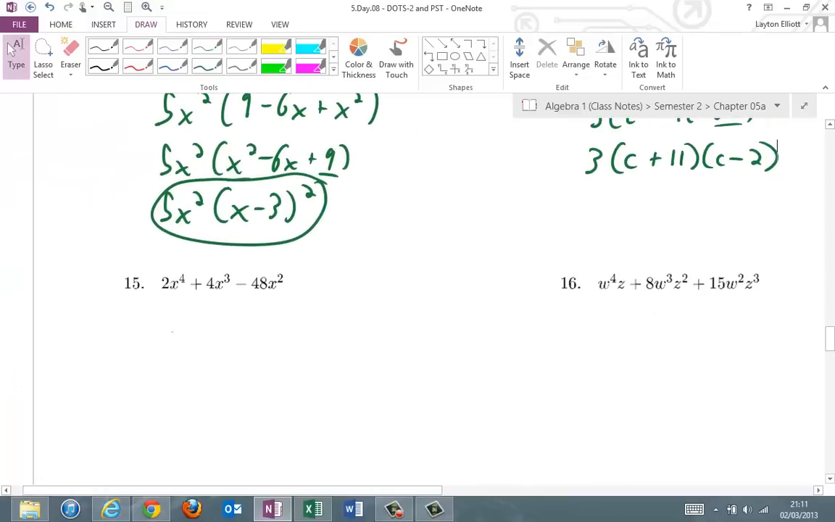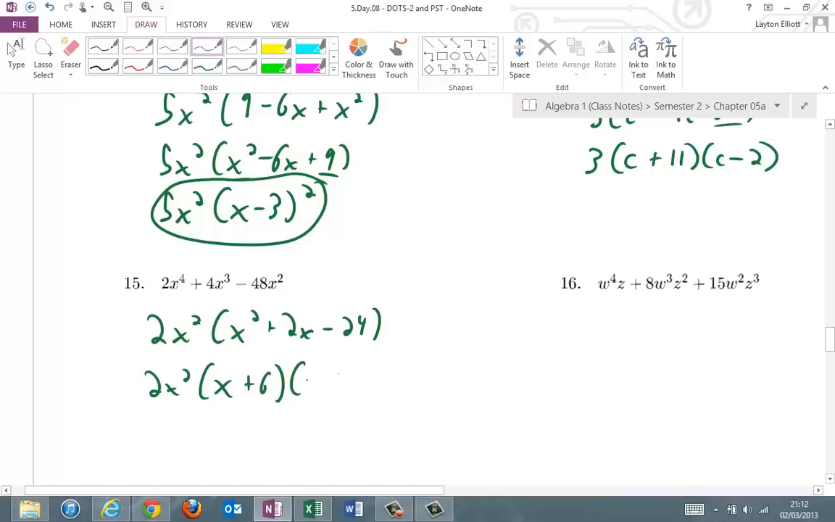Number 15, pull out a 2x squared, and I get x squared plus 2x minus 24. 24, 6, and 4 give me close to 2, so let's think about this as x plus 6 and x minus 4.